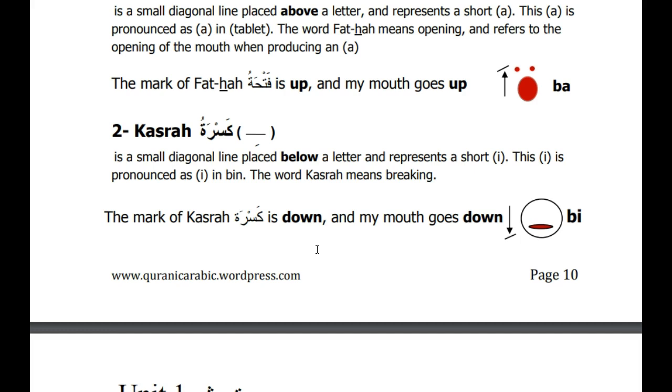As it says here, the mark of kasra is down, and my mouth goes down. Bi. You will close your mouth like you're smiling completely. You will not show your tongue. You will not show your opening. You will just say bi. So we have ba, bi. We are reading it with the letter ba. A, E, and with the letter ba, bi.